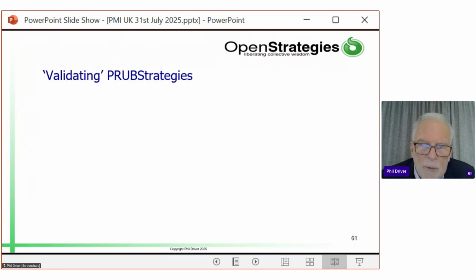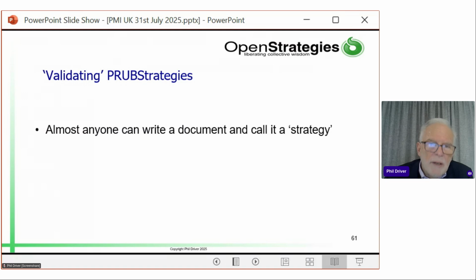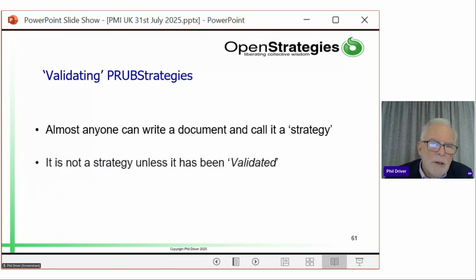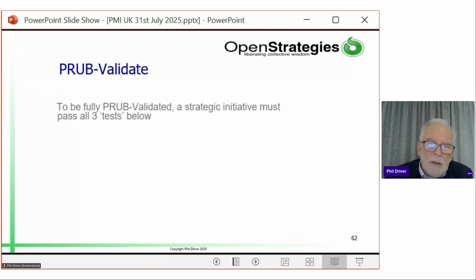I'm going to jump sideways slightly and look at how you validate a strategy. In PRUB-Validate, we use three concepts. Anybody can write a document and call it a strategy. It's not a strategy until it's been validated. So what does that mean? A strategy has got to pass three tests.